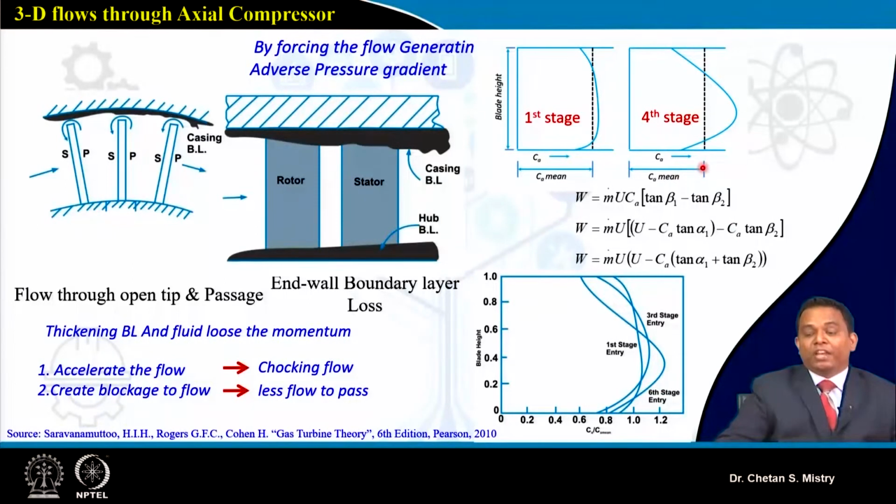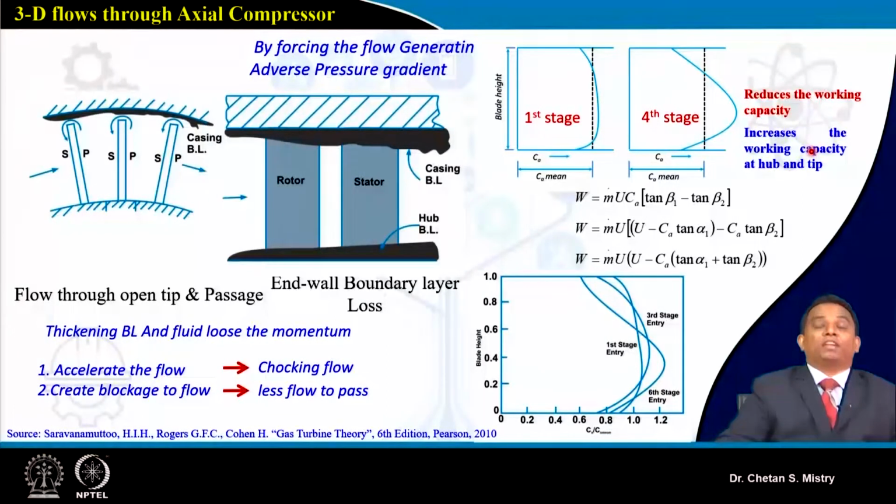If you consider the hub region and the casing region, what is happening? Our axial velocity is reducing. So what it means is that it will increase my working capacity near the hub and tip. This is from our understanding of this equation. Now near the mid span we have an increase of my axial velocity, which will lead to a reduction in my working capacity or pressurizing capacity. So in overall sense, we have the detrimental effect of growth of boundary layer and the three-dimensionality of the flow. That happens because of my growth of boundary layer and my tip leakage flow, which lead to three-dimensionality in my flow, and that will reduce the pressurizing capacity of a particular stage.